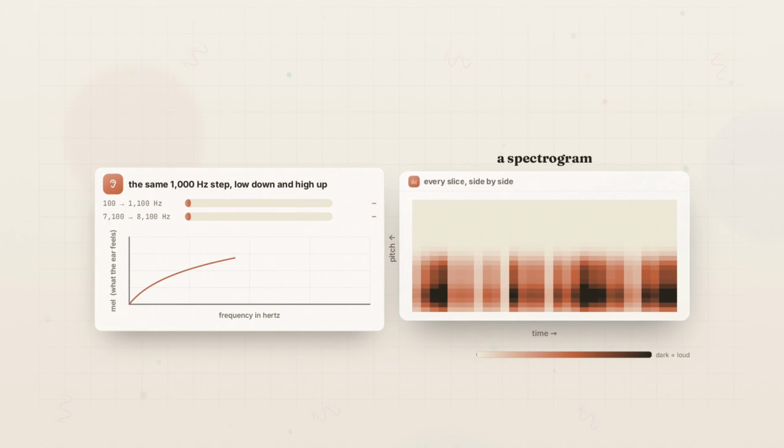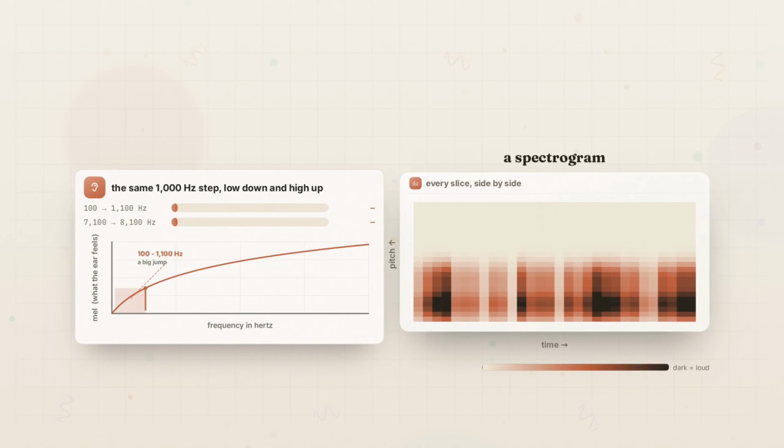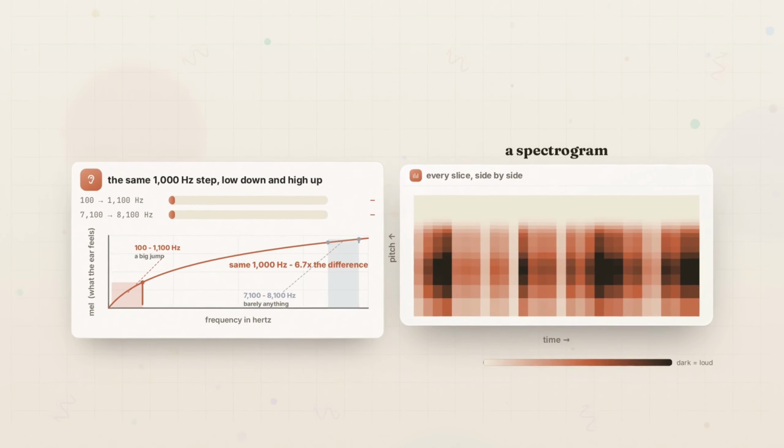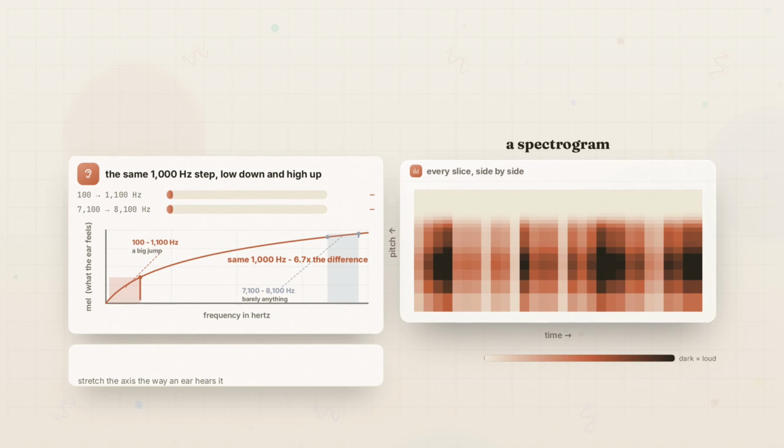One correction, and your ears already know this one. 1,000 hertz down at the bottom is the difference between two vowels. The same 1,000 hertz up top, you can barely hear it move. So we stretch the axis the way the ear hears it. Crowded low down, generous high up.